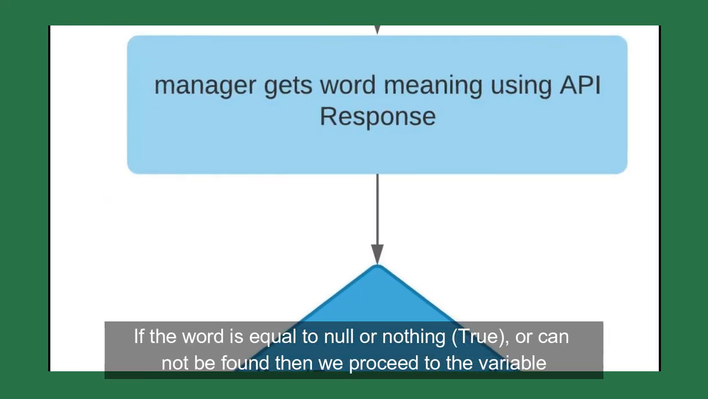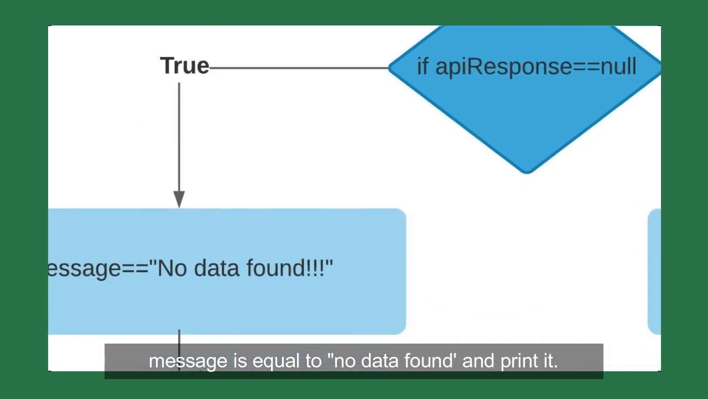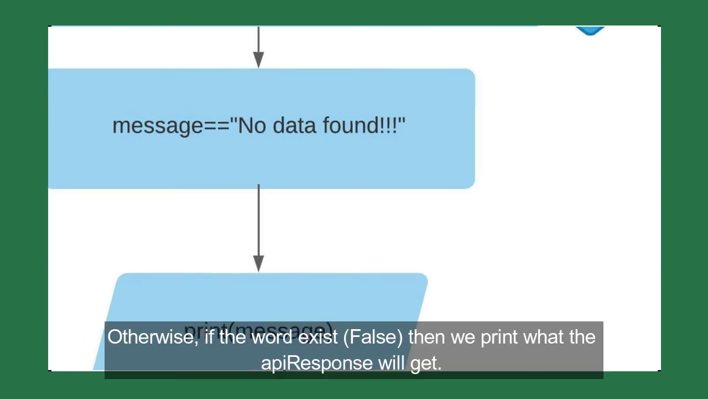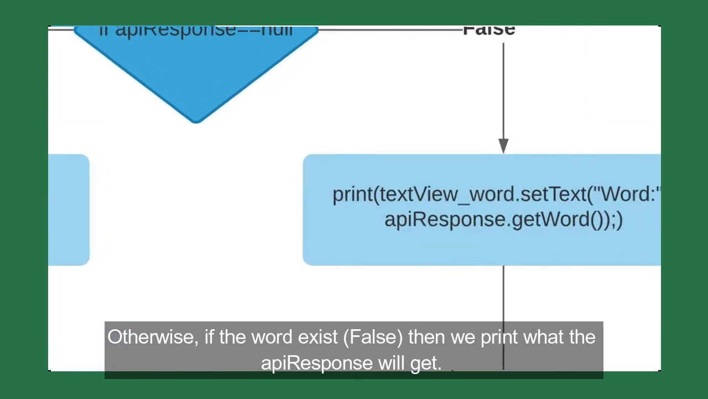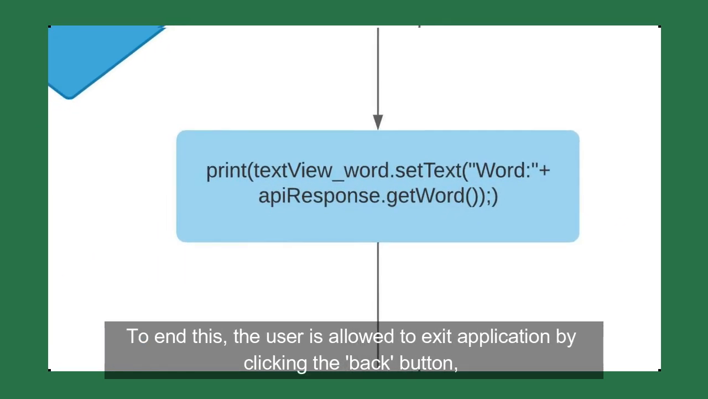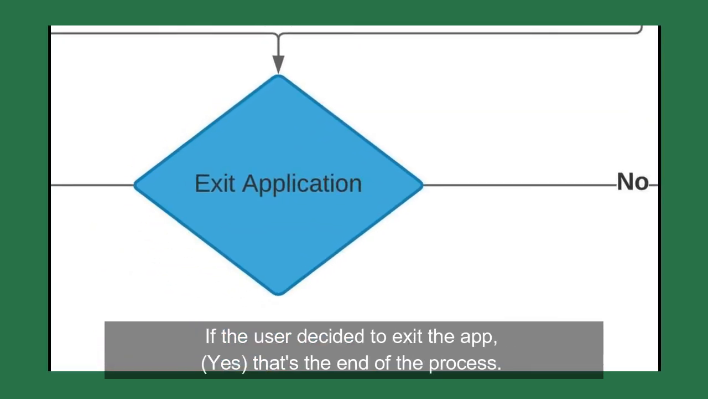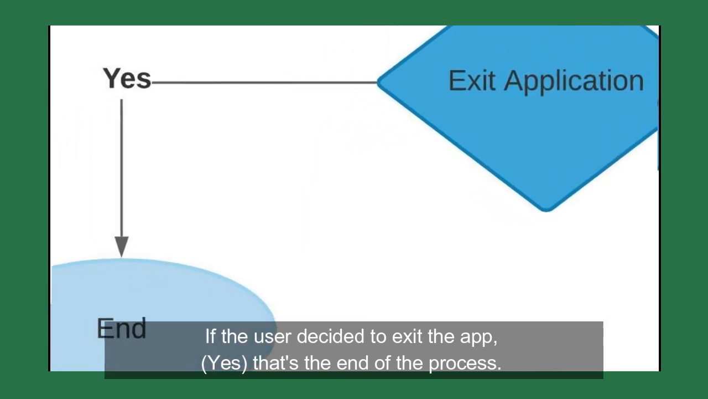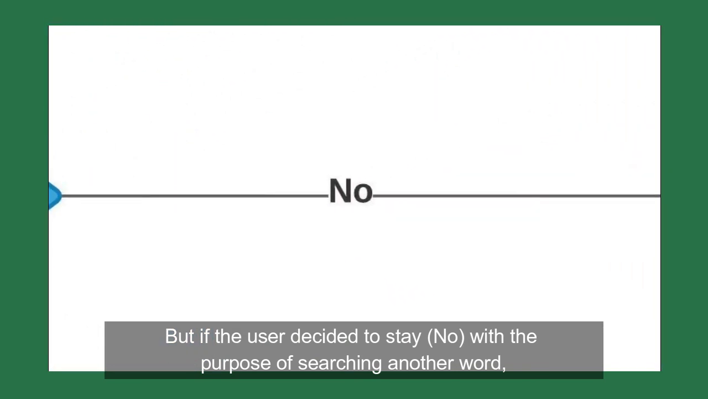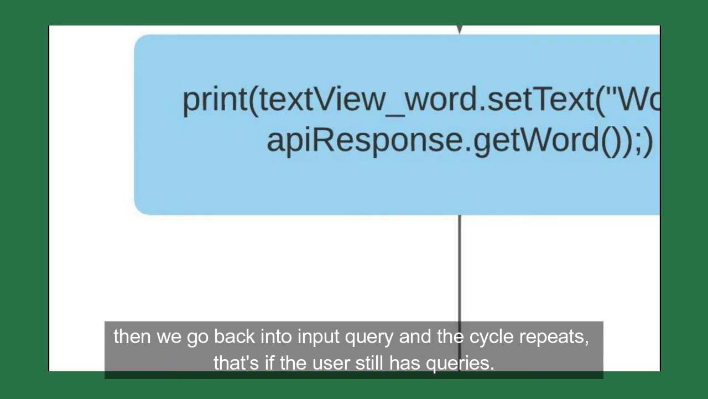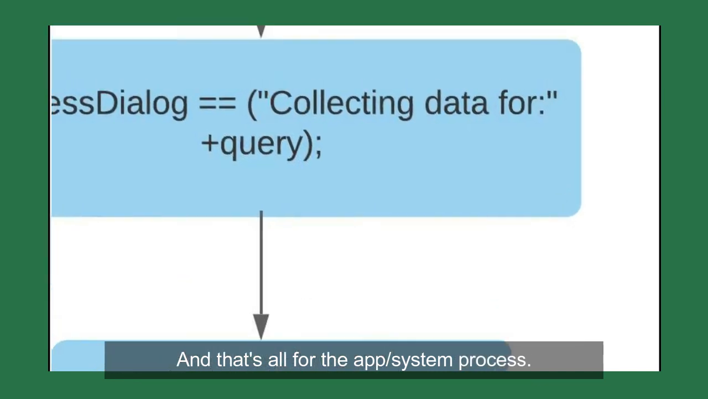If the word is equal to null or nothing, or cannot be found, then we proceed to the variable message is equal to no data found and print it. Otherwise, if the word exists, then we print what the API response will get. To end this, the user is allowed to exit the application by clicking the back button. If the user decided to exit the app, that's the end of the process. But if the user decided to stay with the purpose of searching another word, then we go back to input query and the cycle repeats. That's if the user still has queries, and that's all for the app system process.